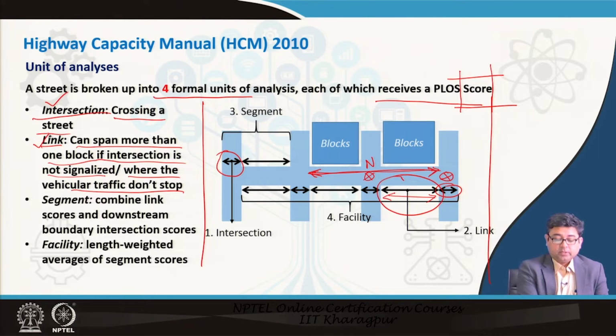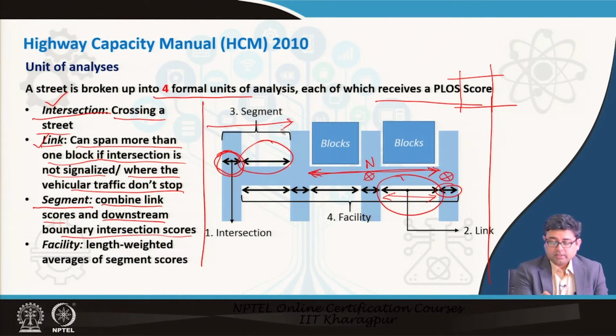The next unit of analysis is what is called the segment. Now, what is a segment? A segment combines a link score and the downstream boundary of the intersection score. The segment is a combination of a link and an intersection. So, this entire thing is called a segment. When we are developing a pedestrian level of service score for a segment, it will include the pedestrian level of service score for the intersection as well as the pedestrian level of service score of the link. That is what essentially a segment means.